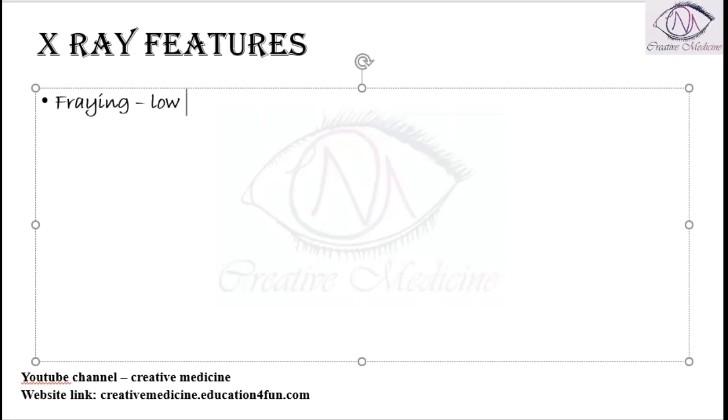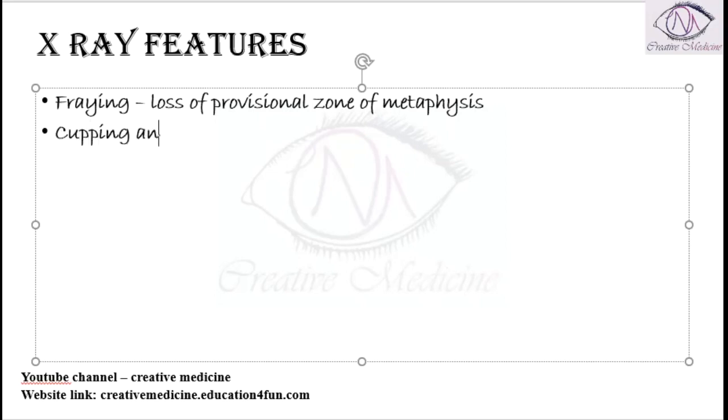In fraying, there is loss of the provisional zone of the metaphysis, and we also have cupping and splaying. In cupping and splaying, there is protrusion of the bulky cartilaginous cells below in a poorly mineralized metaphysis, leading to cupping and splaying. Splaying is widening.